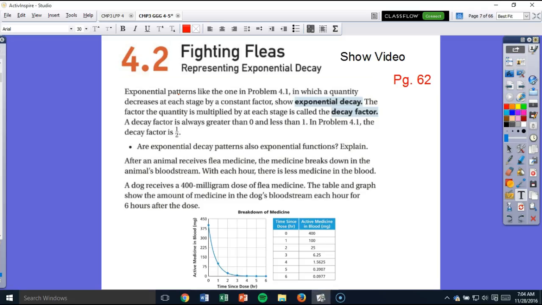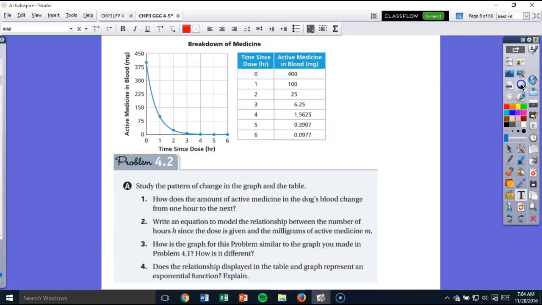Okay, so that's the decay factor we want to take a look at. Same things going on here. How long is the medicine active? In the video, it had a decay rate of 40% per hour. So how much is remaining in each hour, and how long would it take for it to completely leave his system?